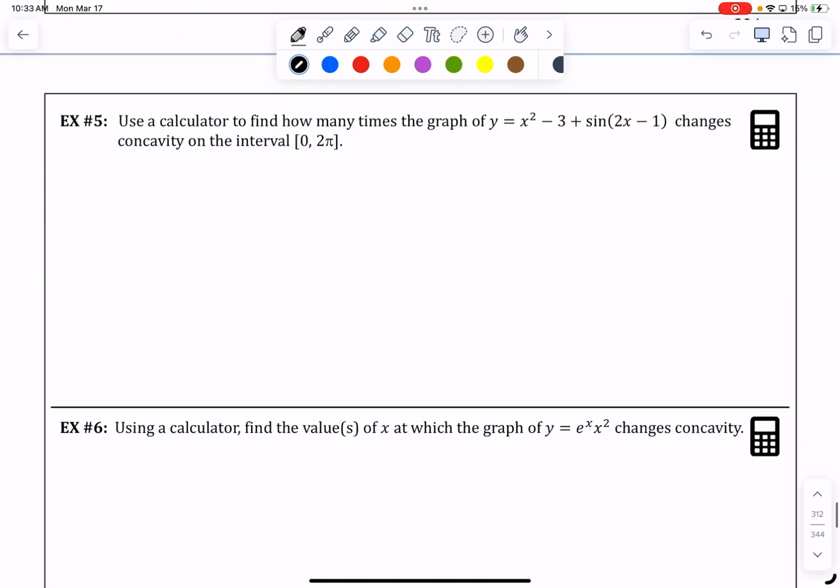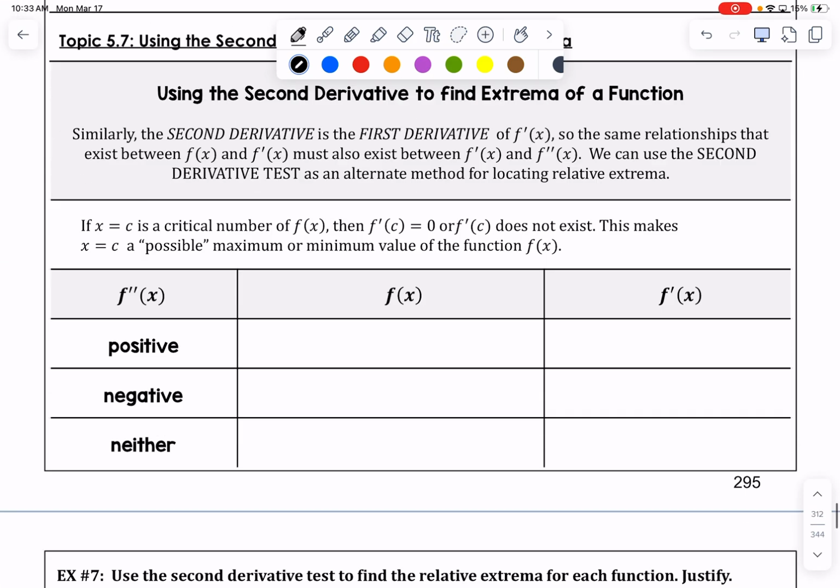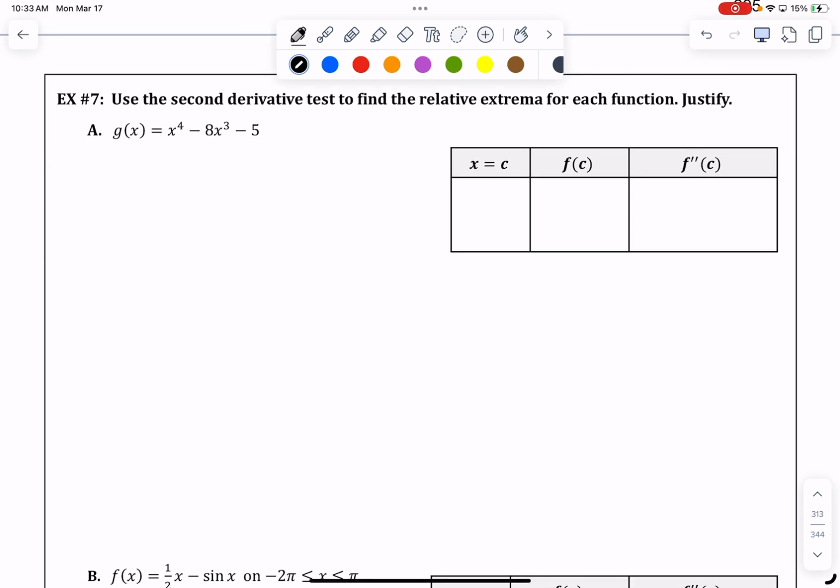All right, go to the calculator. A couple other things. I just want to get this done. And then I need to do the second derivative test, which I have not done yet. Some of you think we've done the second derivative test. We've done tests for concavity, but I have not taught you the second derivative test yet.